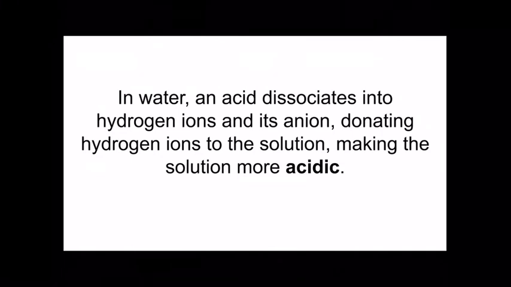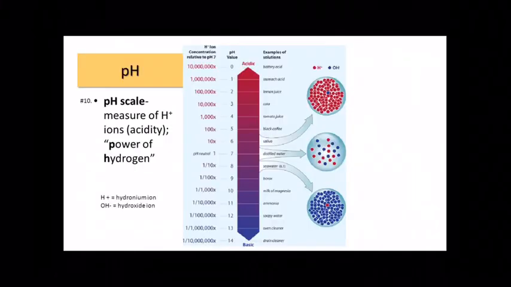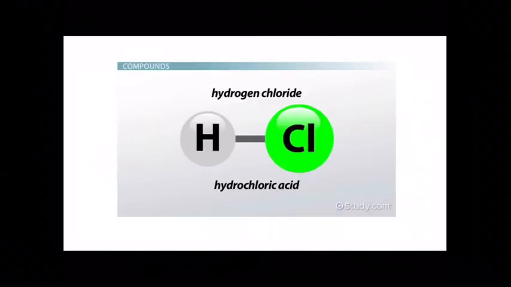So if we go back to our pH scale, if we started with distilled water, which is our pH of 7, and we added hydrochloric acid to it, what we would be doing is donating hydrogen ions to that solution, and there would be chloride ions in there as well, but it's the presence of those hydrogen ions that changes the pH of the solution. And the more hydrochloric acid we add, the more acidic the solution becomes.